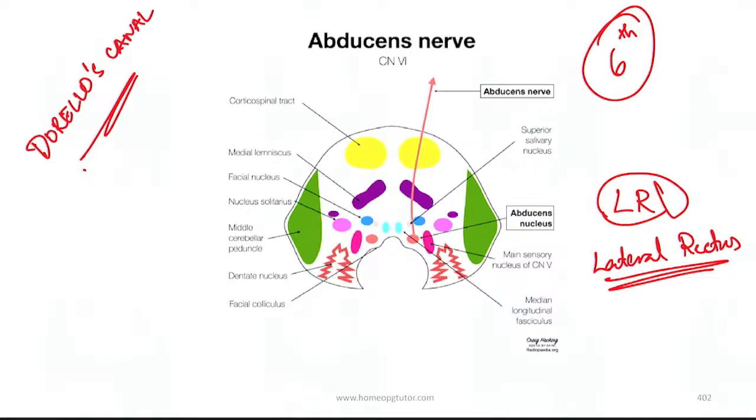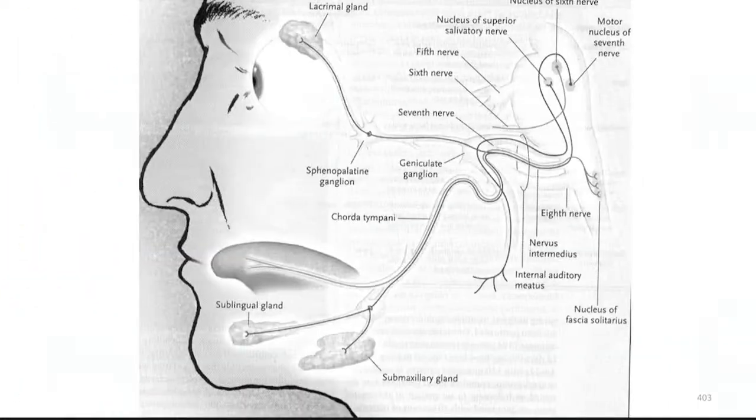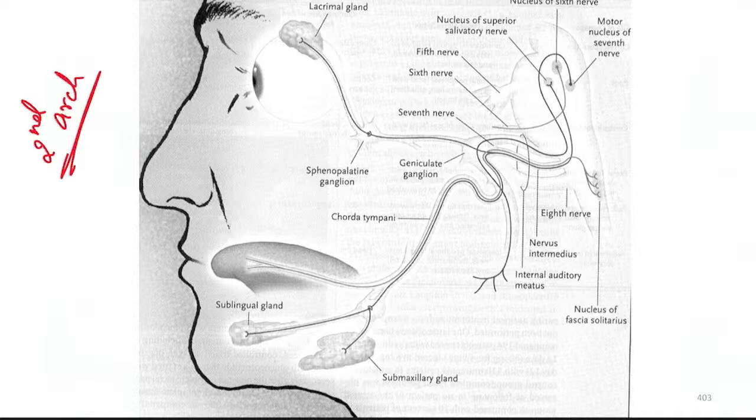Okay, that was about the abducens nerve. Next, coming to the facial nerve, the most important nerve of the cranial nerves. The seventh cranial nerve, number 7, is the facial nerve. Remember, this is associated with the second pharyngeal arch. Okay, second arch. First arch was the trigeminal nerve. Second arch is the facial nerve, right?